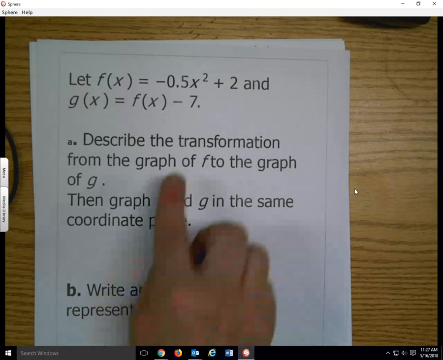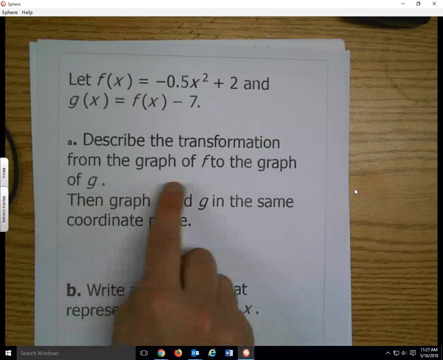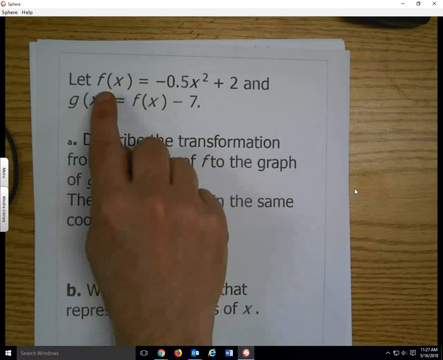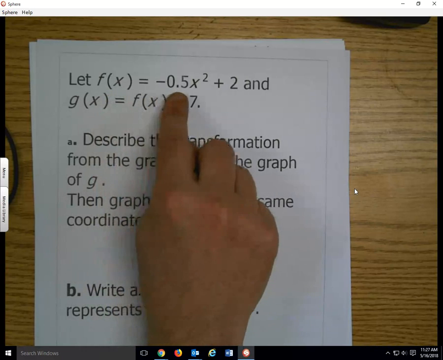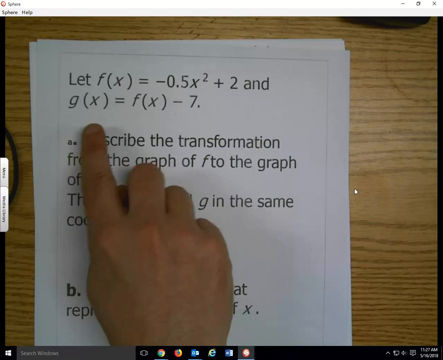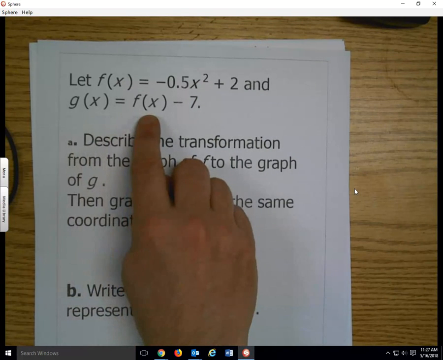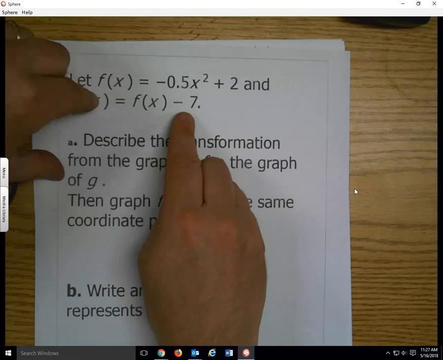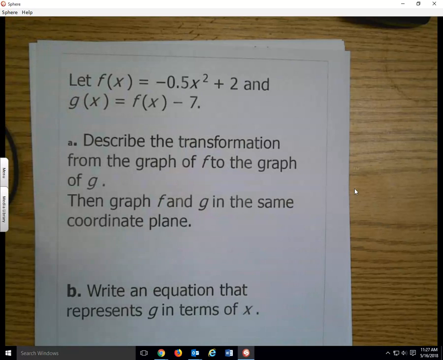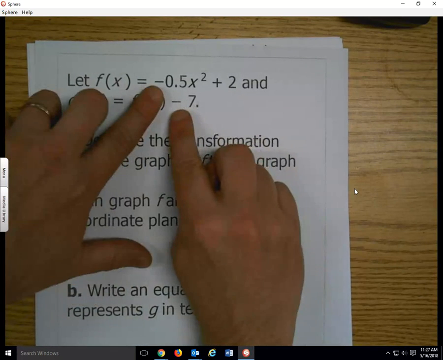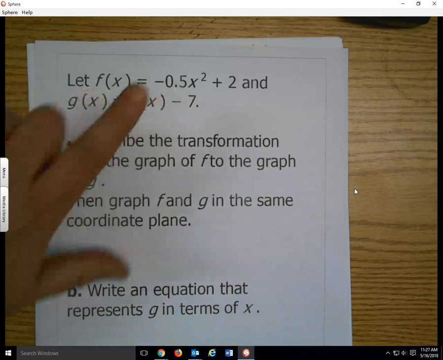Okay, so the first step is describe the transformation from the graph of f to the graph of g. So first we're just going to describe it. If we look at this, it says f of x equals negative 0.5x squared plus 2, and g of x is just that f of x, what this one was, minus 7. So g of x is the same thing as f of x, except the one difference is that you're subtracting 7 from it.